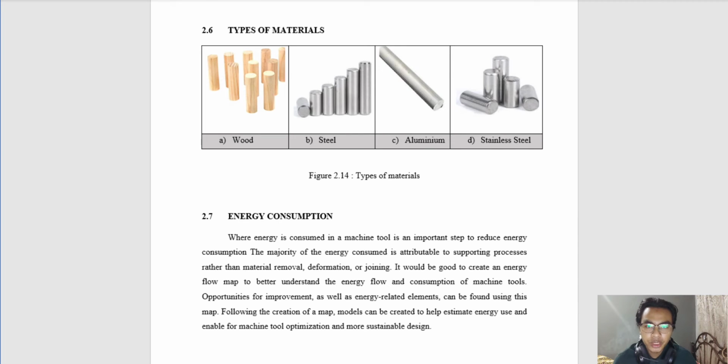Next is the type of material. The types of material for the lathe machine are wood, steel, aluminium, and stainless steel.